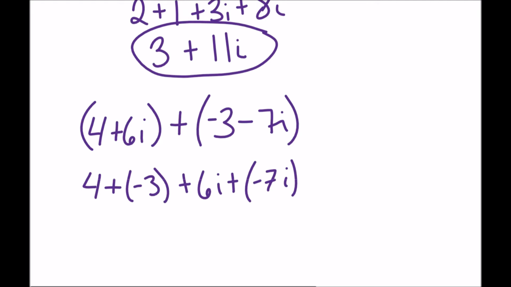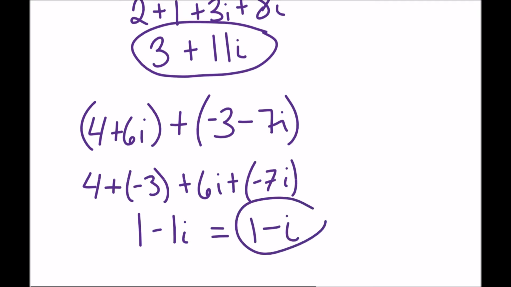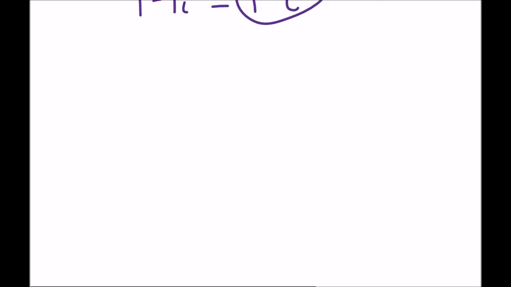So 4 plus a negative 3, that's the same thing as 4 minus 3. So you have 1, and you have 6i plus a negative 7i. That's the same thing as 6i minus 7i, which 6 minus 7 is negative 1i. So that equals 1 minus i. And that's the answer.